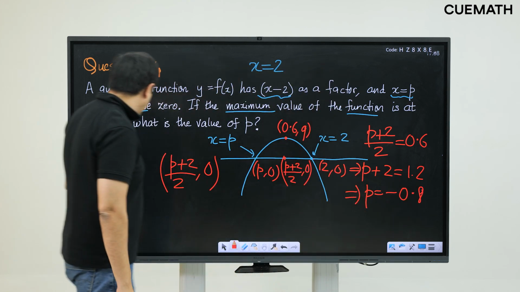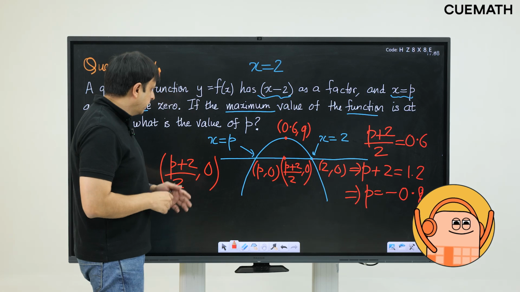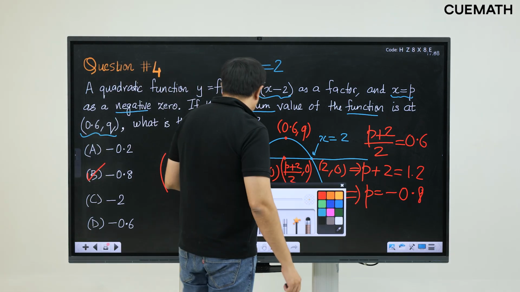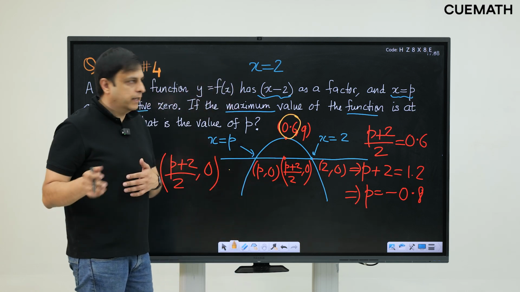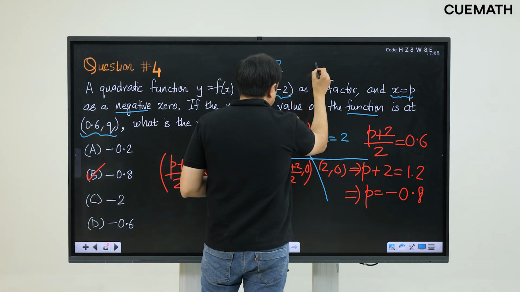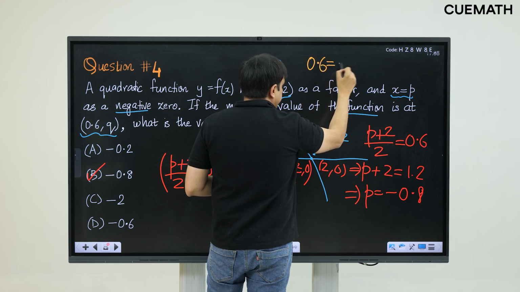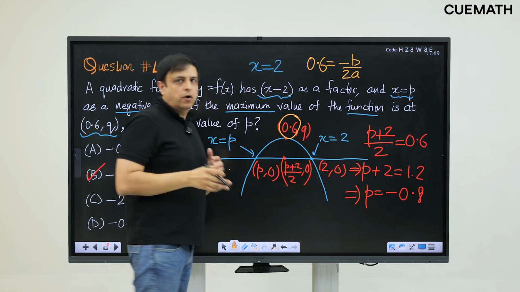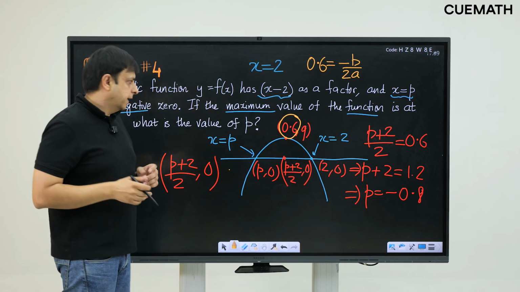So, we arrive at our answer, which is minus 0.8. A slightly alternative way you could have arrived at the same answer is this: the x coordinate of the vertex is minus b by 2a. So, we know that 0.6 is equal to minus b by 2a, and we also know that the sum of the zeros of a quadratic polynomial is minus b by a.